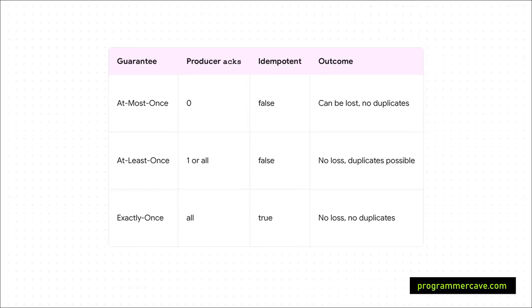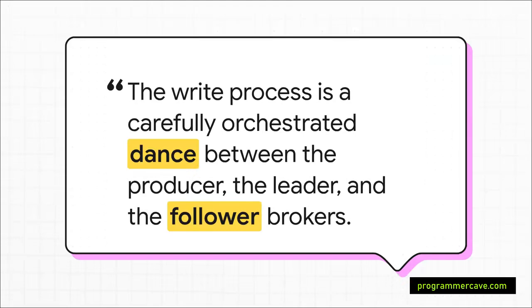You can get at least once delivery by using acks equals 1 or all, but without the idempotent producer, you might get duplicates. Or you can have the gold standard, exactly once semantics. That's when you combine acks equals all with the idempotent producer. No data loss and no duplicates. And that quote really nails it. Getting the behavior you want from Kafka isn't about flipping one magic switch. It's about understanding this carefully orchestrated dance between all the different parts and configuring them to work in harmony.